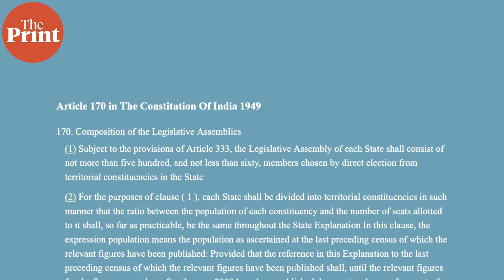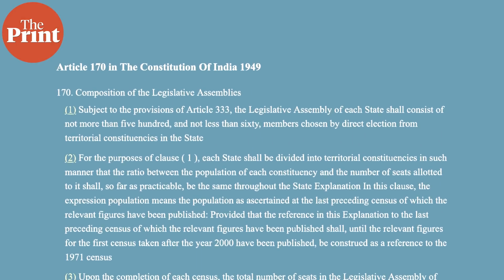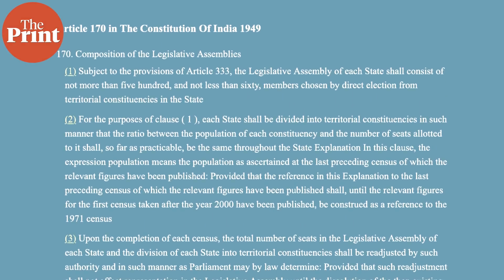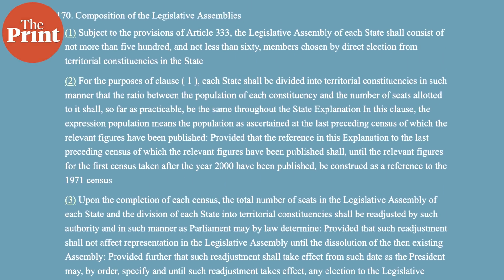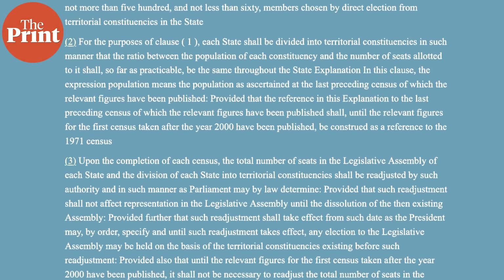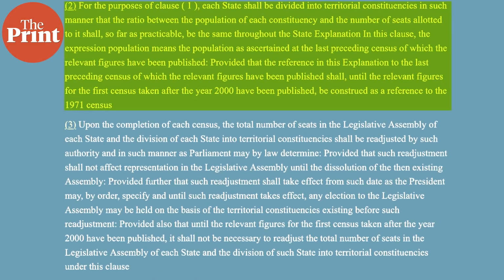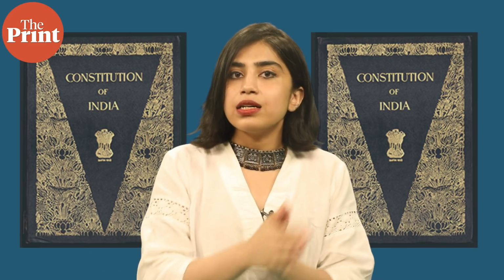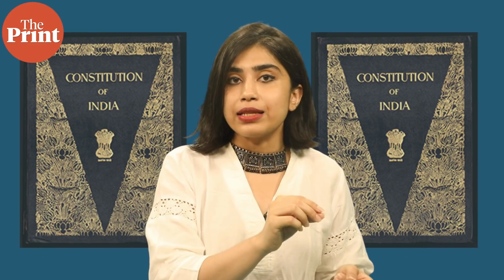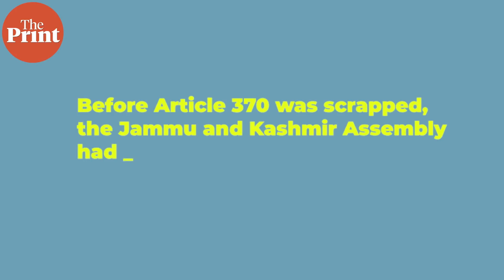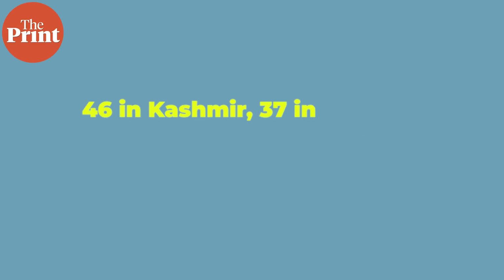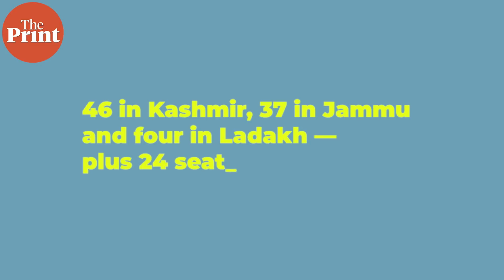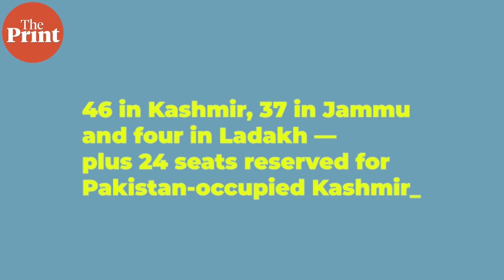Which is exactly why Article 170 of the Constitution says that each state needs to be divided into territorial constituencies in such a manner that the ratio between the population of each constituency and the number of seats allotted to it is almost the same throughout the state. Number of seats in the state legislative assembly. Now, assembly seats in the erstwhile state of Jammu and Kashmir were last redrawn in 1995 based on the 1981 census. Earlier, before Article 370 was scrapped, the Jammu and Kashmir Assembly had 111 seats in total: 46 in Kashmir, 37 in Jammu, so 83 in total, and 4 in Ladakh, plus 24 reserved for Pakistan-occupied Kashmir.